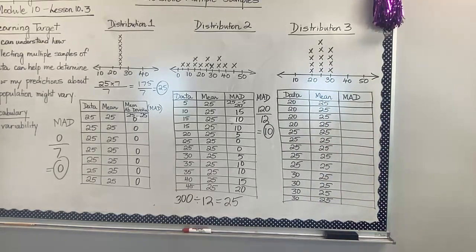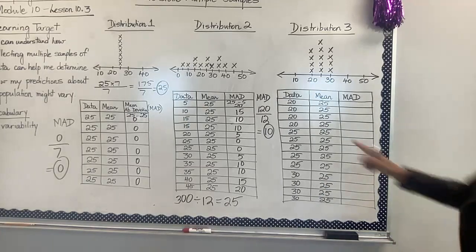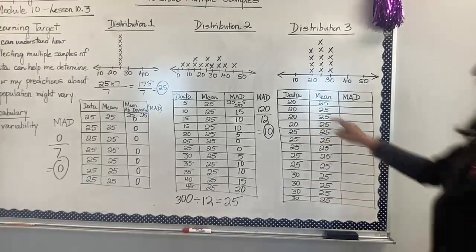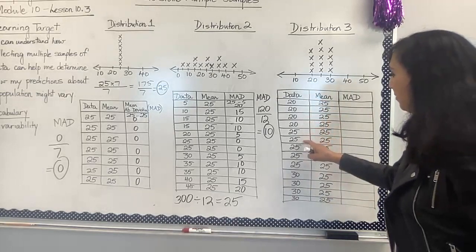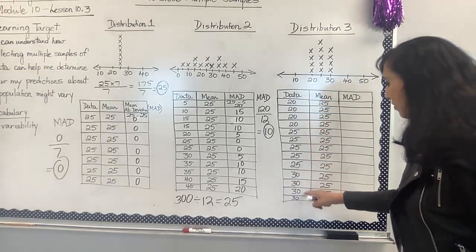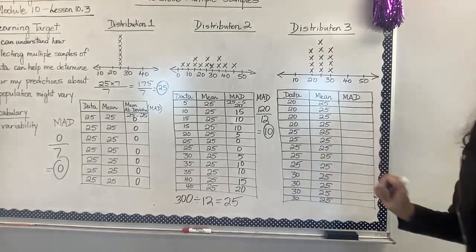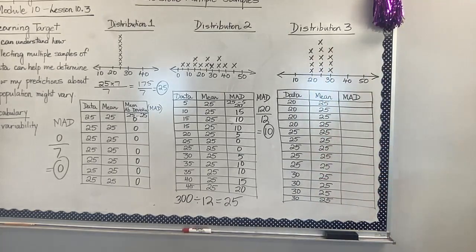So let's look at what my mean absolute deviation is going to be over here, because when I add all this up and I divide by 1, 2, 3, 4, 5, 6, 7, 8, 9, 10, 11, 12, 13 numbers this time, because 4 plus 5 plus 4, I still am getting 25 as the mean. Okay, so now let's look at what the mean absolute deviation would be.